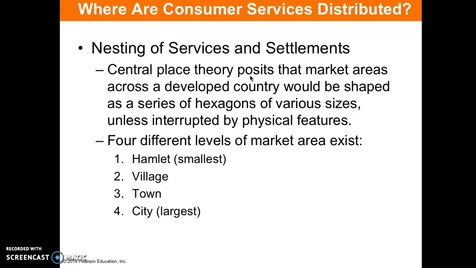Central place theory posits that market areas across a developed country would be shaped as a series of hexagons of various sizes. Although they're not always going to be perfectly shaped that way, it's just a great way to visualize it. And we already talked about the 4 different levels of market area.